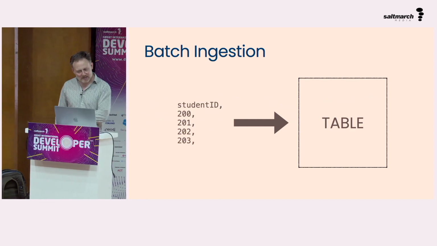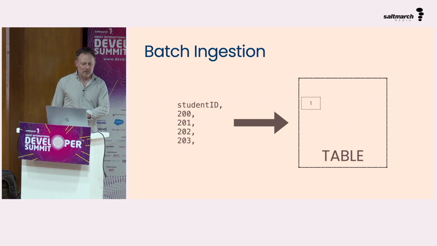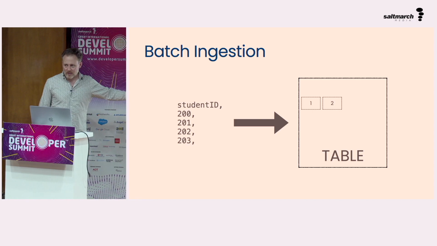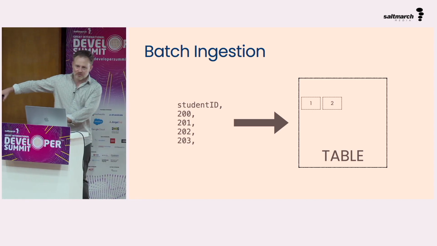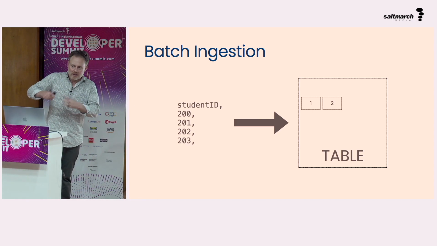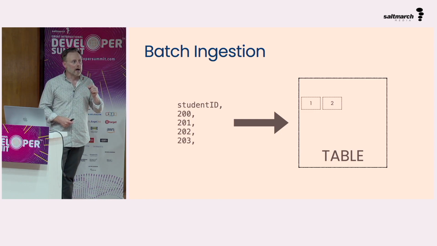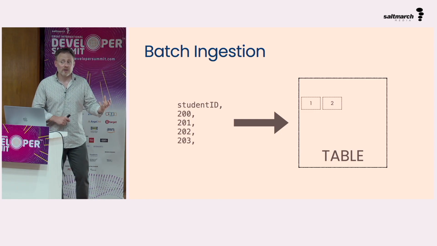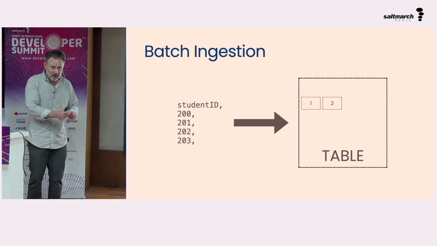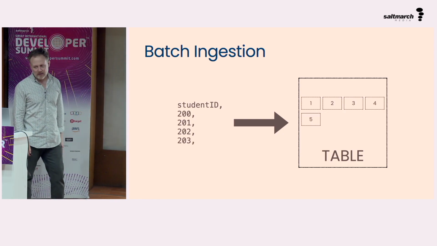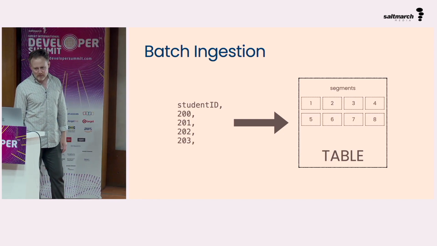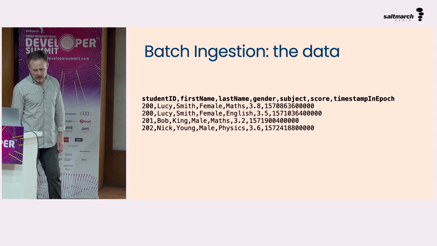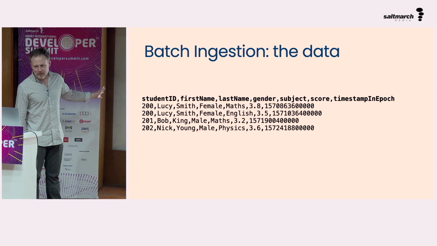We want to get that into a table. That's what we're doing. We're going to get it into a table, into segments. So when we're batch ingesting, we're reading data, parsing it, doing type conversion, creating segments, creating indexes for those segments, and loading them into the cluster so that we've got a table. Now, this is our data, pretty simple.